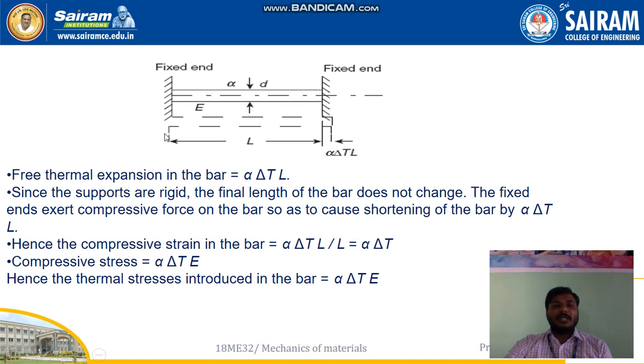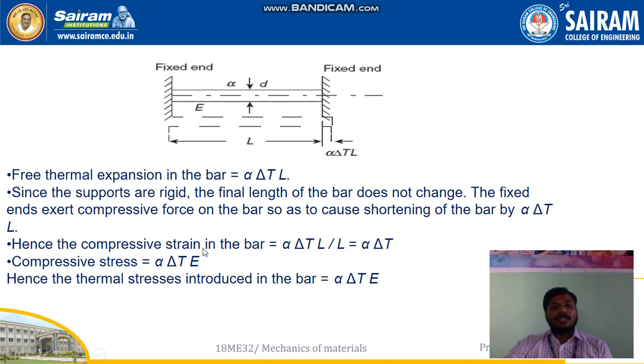Since the supports at both ends are fixed or rigid, the final length of the bar does not change. Why does the final length not change? Because both ends have been fixed, so there is no chance of the bar expanding or extending. The fixed ends exert only compressive force on the bar, causing shortening of the bar. The length will not increase; the bar is shortened by the thermal expansion, alpha into delta T into L.